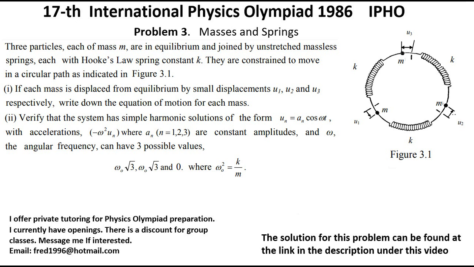Question 1. If each mass is displaced from equilibrium by small displacements u1, u2, and u3 respectively, write down the equation of motion for each mass.